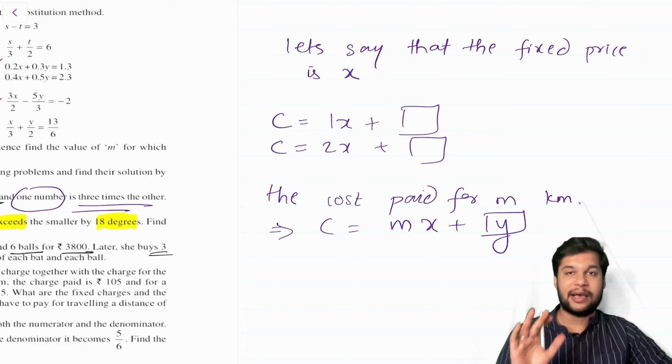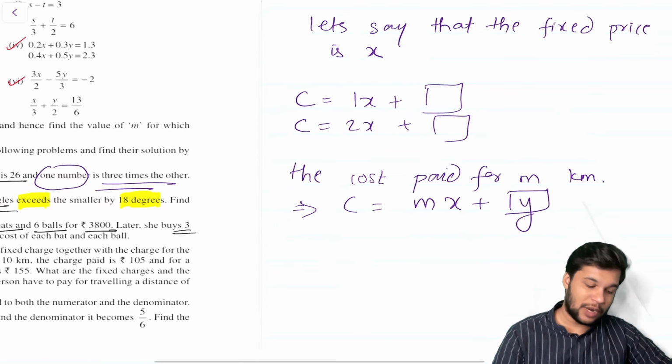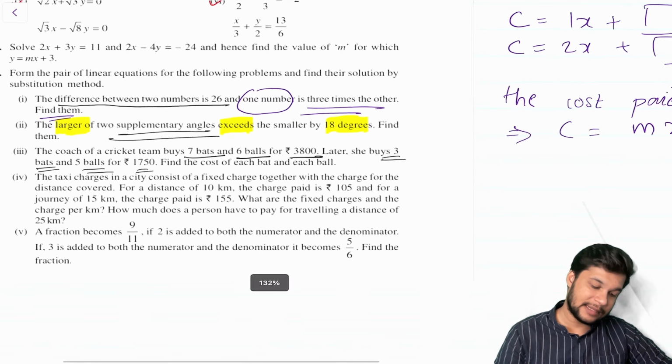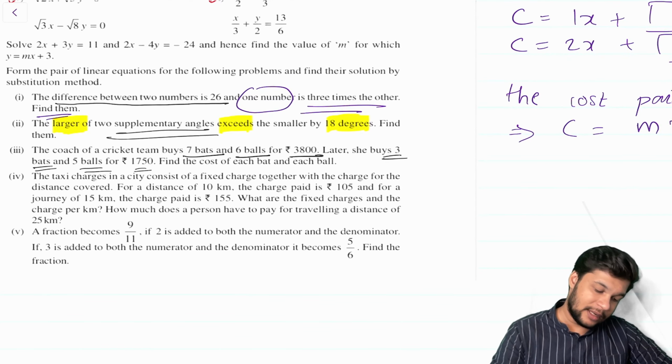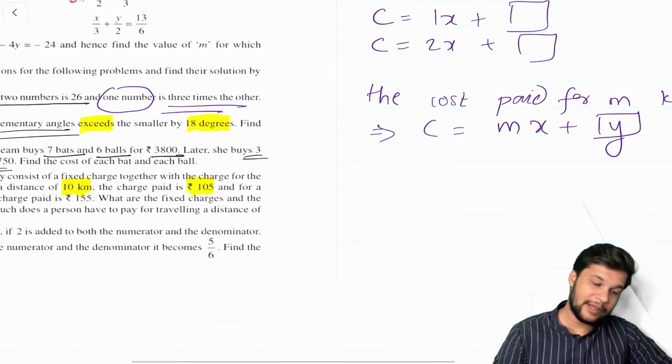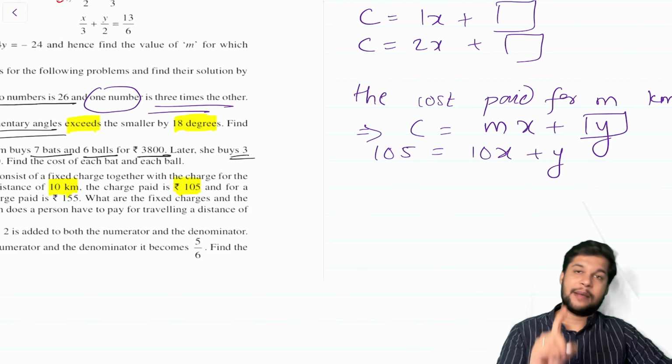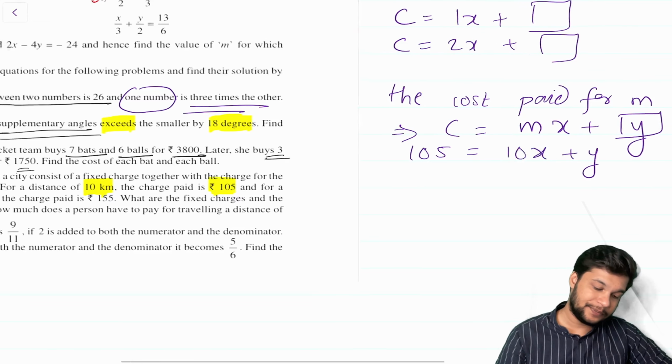इसको हम बोल देते हैं y. तो अब पहला इक्वेशन हमको कहाँ से मिलेगा? यहाँ पर दिया है, अगर आप ध्यान से पढ़े तो, for a distance of 10 km the charge paid is 105. तो हम लिखेंगे 105 इक्वल टू 10x प्लस y. ये हो गया आपका पहला.